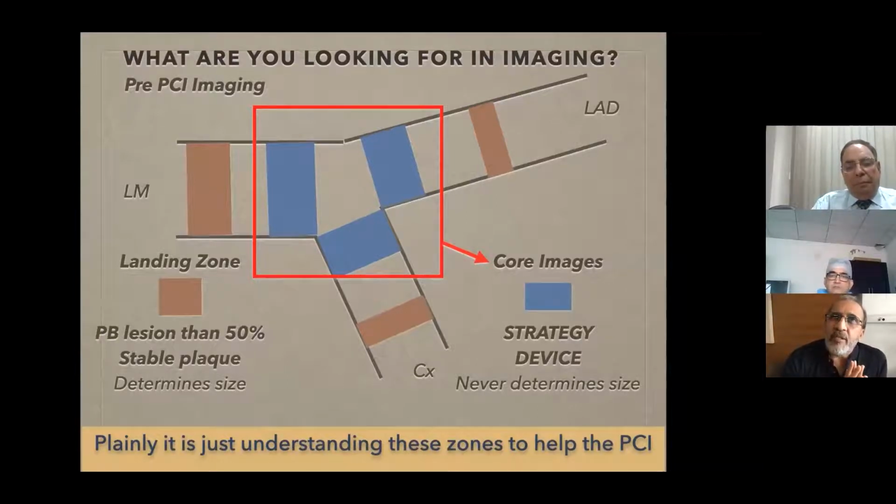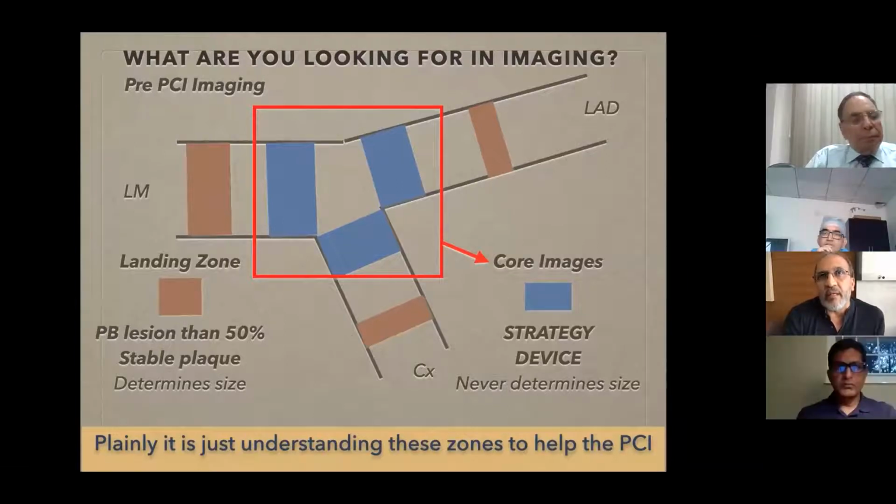And those core images, what do they tell you? The core images tell you about the strategy and the devices to be used, because if you see a lot of calcium there, you decide to use rotablator, or you use lithotripsy or Flextome balloons or whatever, what have you. If you see soft lesions, then you can get away without those very dramatic devices. But the core images never determine size. That means the size of the stent and the length of the stent is not determined by these core images.